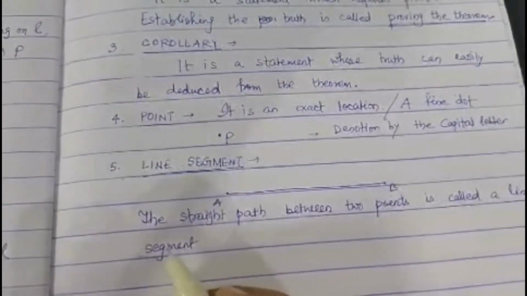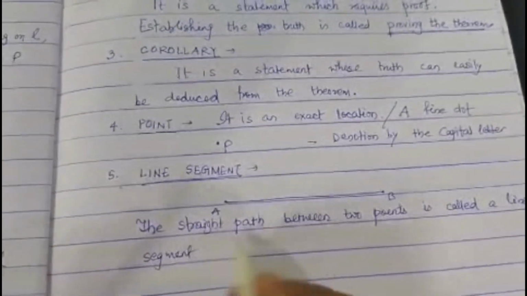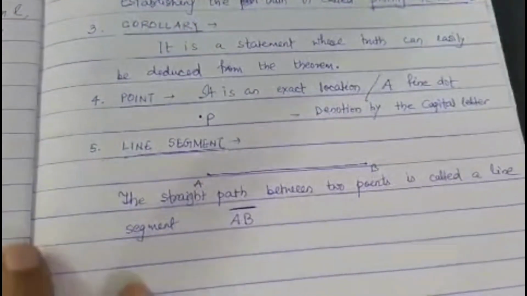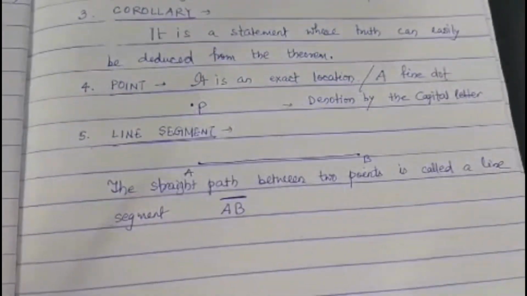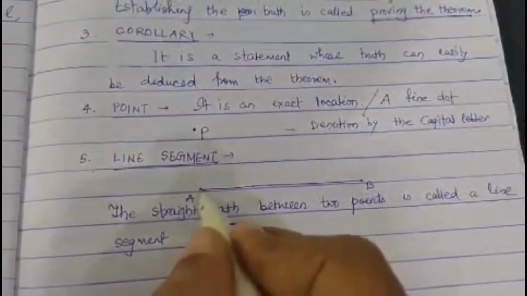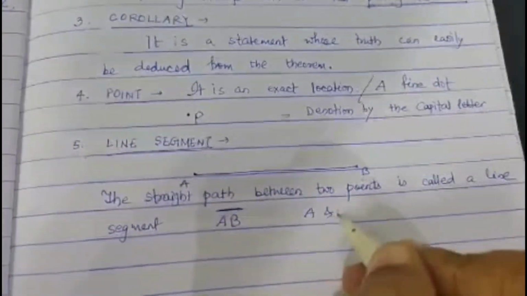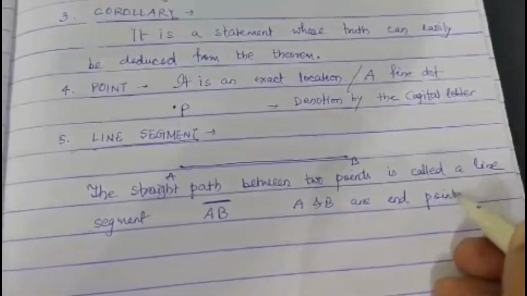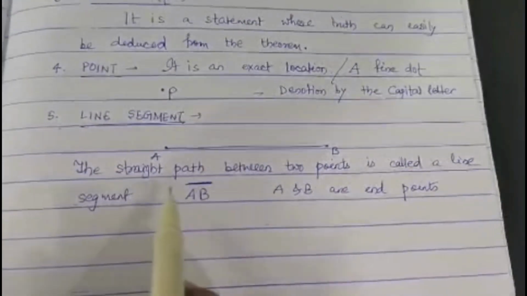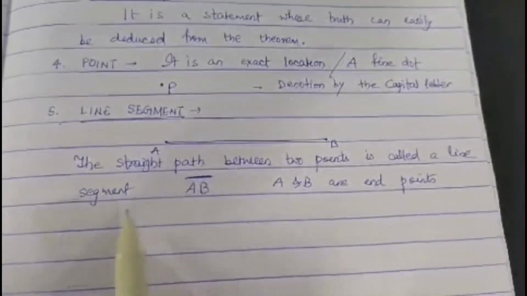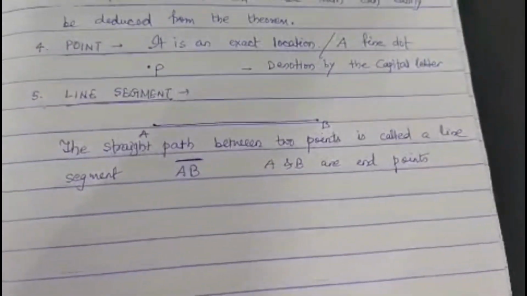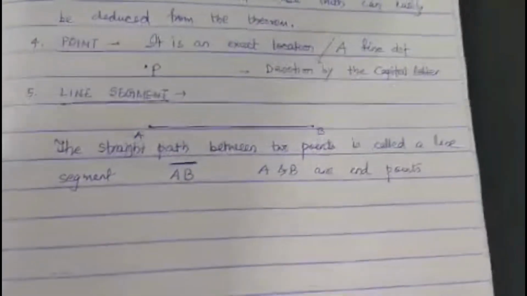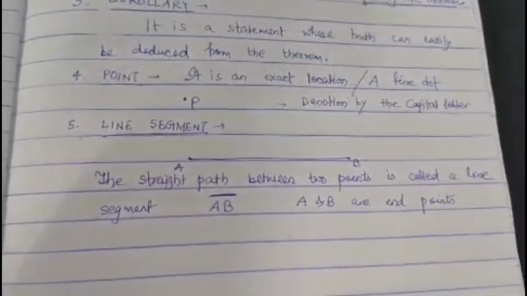And how do we denote it? We denote it by AB with a bar on top. This is the denotation of a line segment. The points A and B are called the end points of a line segment. The straight path between 2 points is called a line segment, and A and B are the end points of that line segment.